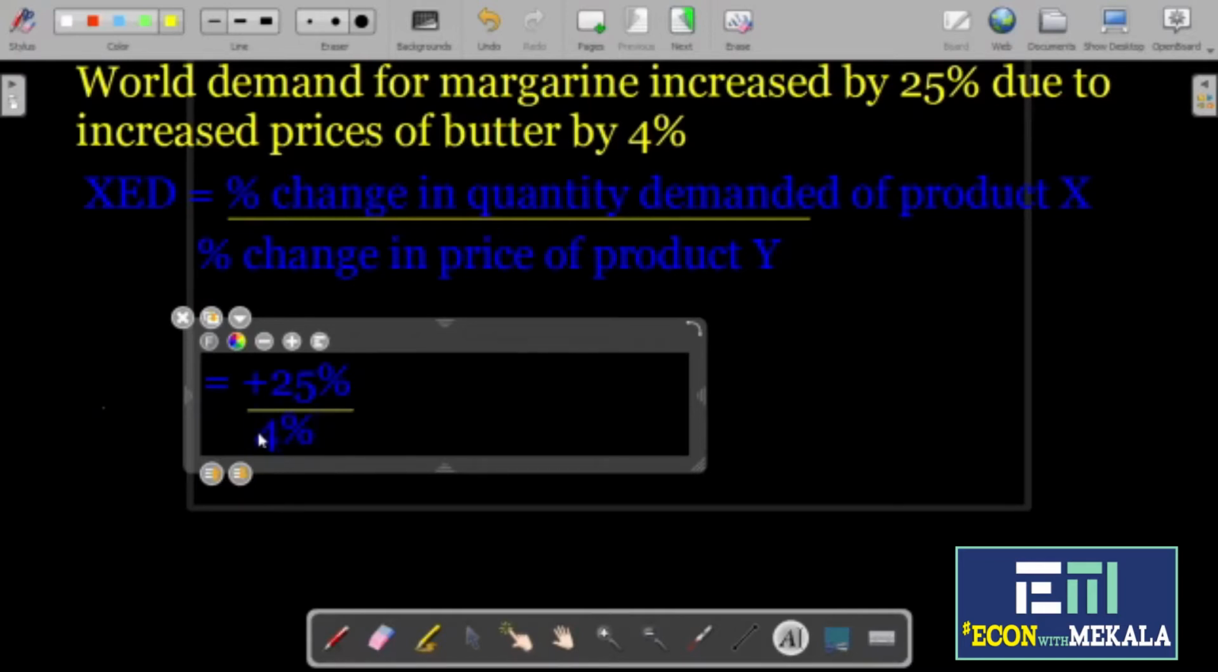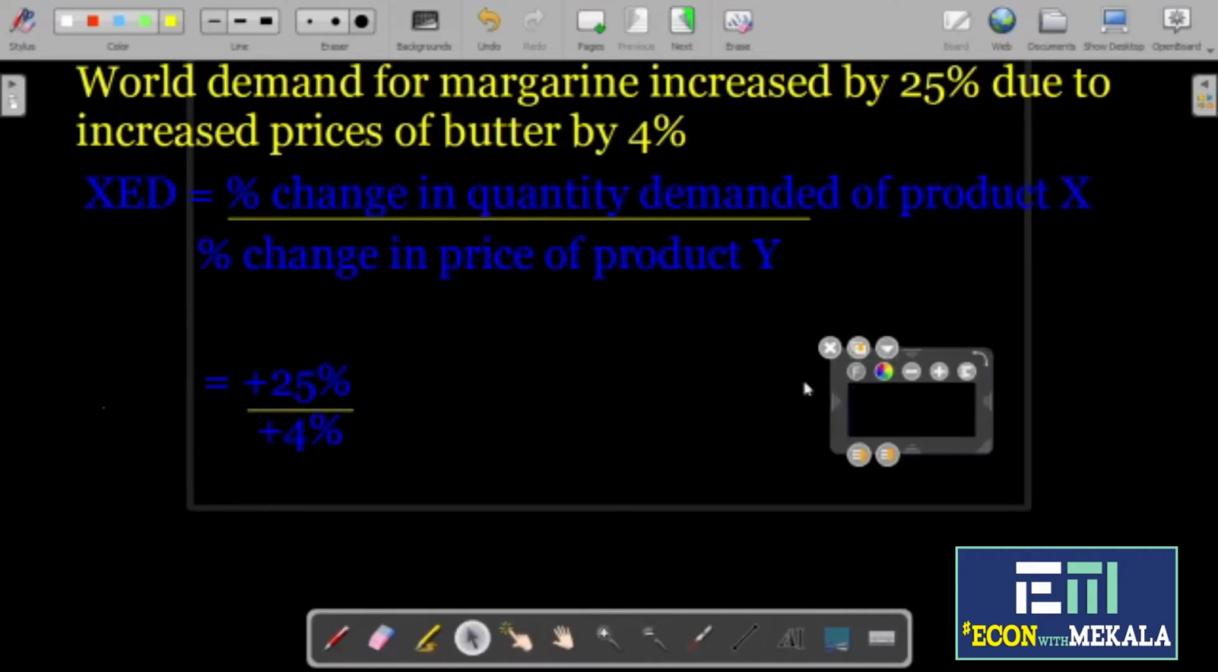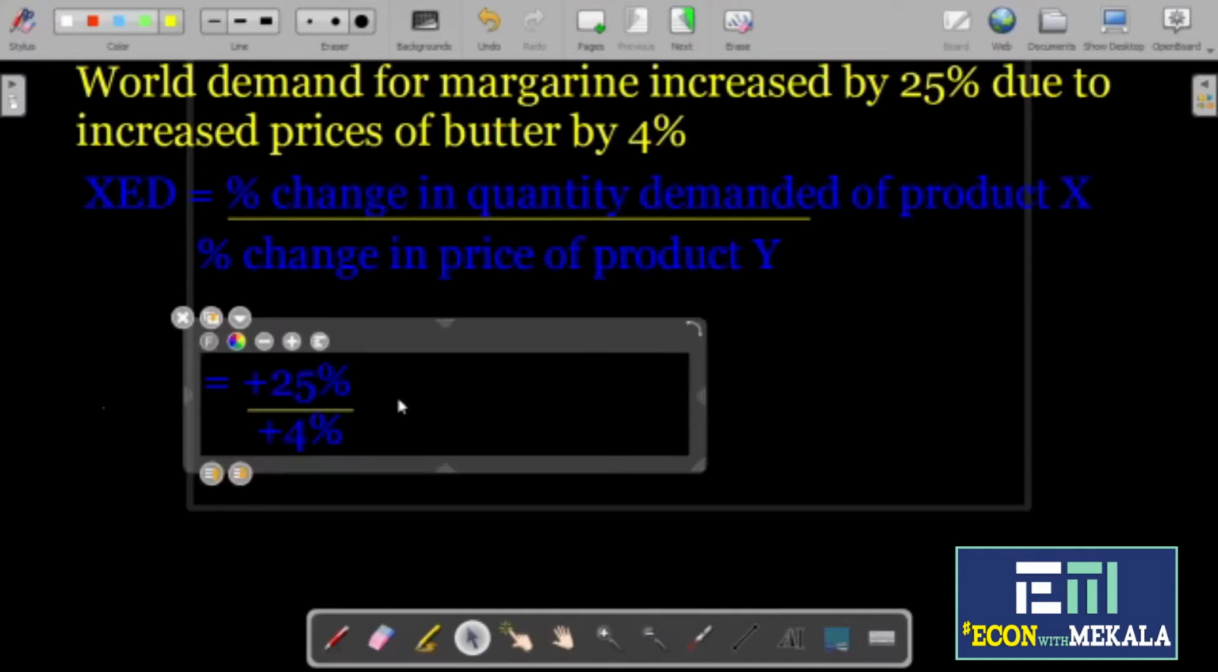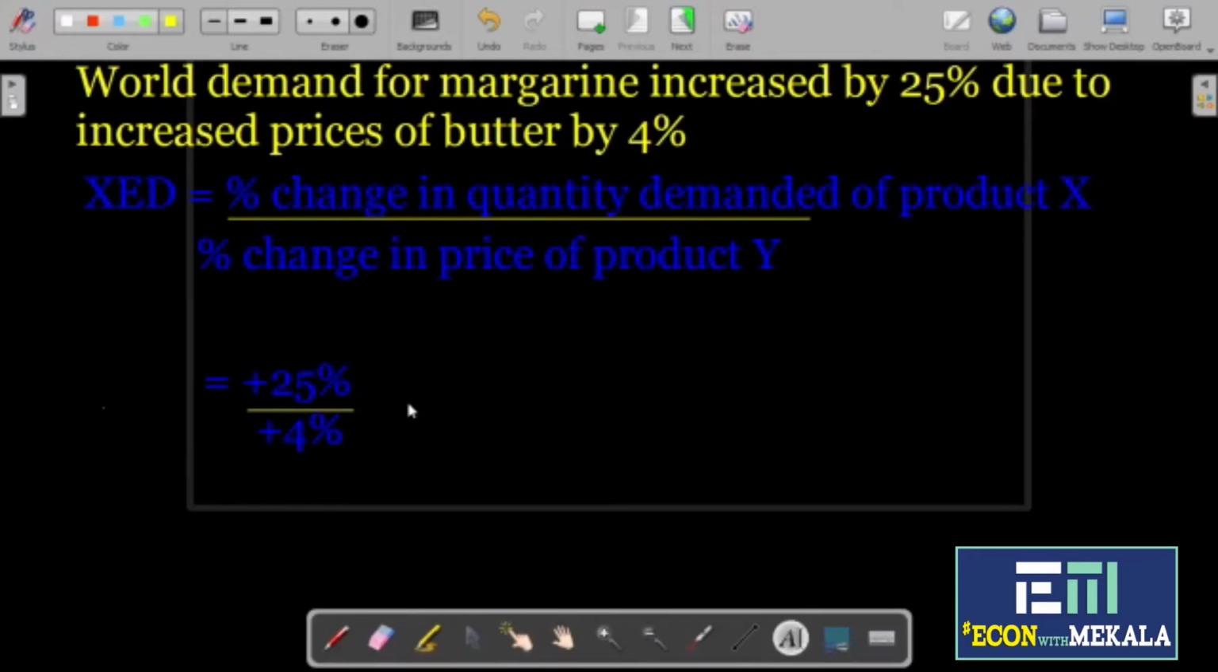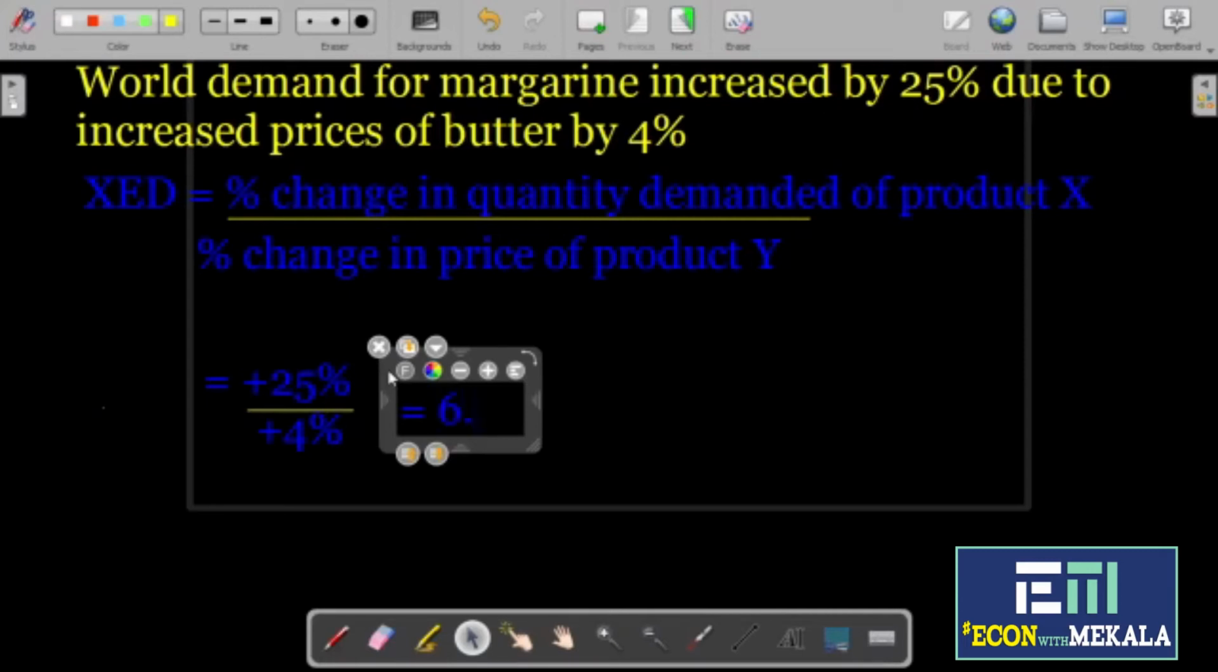So both are positive values. It's very important to record percentage change in price and quantity demanded, whether they are positives or negatives, because that can influence the cross elasticity of demand of this particular product. So the final answer for this cross elasticity of demand is 25 divided by 4, which is 6.25. So you can consider this as plus 6.25. Now we know in mathematics, if it is a plus value, we do not have to write the plus mark in front of the numeric value. We can just leave it as 6.25.